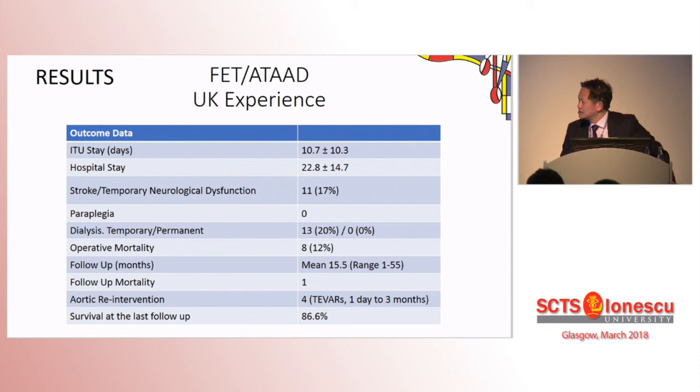Unlike the two centres in Germany, in Essen and Hanover, we haven't as yet had any problems with paraplegia, but we have had a 17% rate of stroke or temporary neurological dysfunction. Long operation, long stays in ICU, short follow-up, but 86% of them are still going.